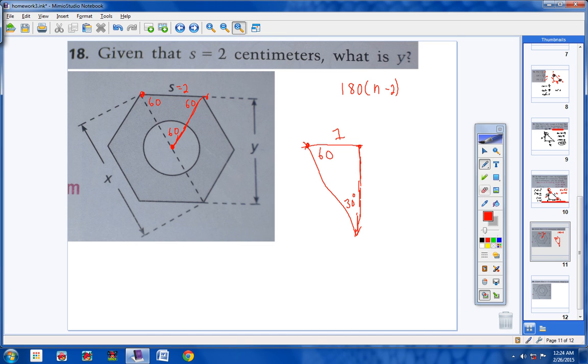Now let's see, here's 60, go straight across, this is my longer leg. Here's 30, go straight across, this is my shorter leg. This is my hypotenuse here. Remember, we know all kinds of shortcuts when you're dealing with a 30, 60, 90 triangle.